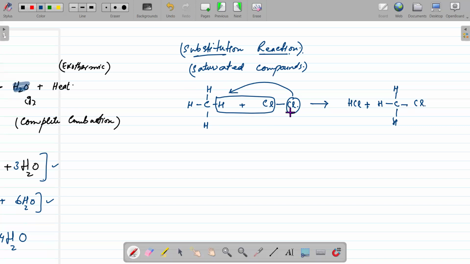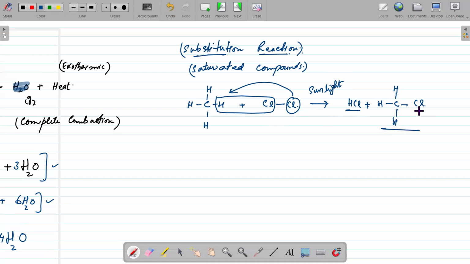In this case, I am using a halogen, chlorine, which is going to substitute one of the hydrogen atoms. So when we react alkanes with chlorine in the presence of sunlight, clear? In the presence of sunlight, they react together, giving us a product, with HCl as a byproduct.